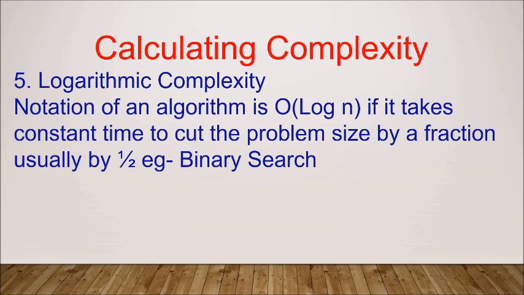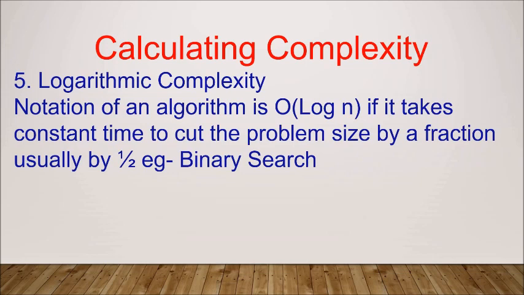Maybe the best case is when we get the element in the first iteration only. That is the best case we will get. And if by chance the element we want to search is the last element, then the iteration reaches the end. That is why the complexity depends on the input we are giving, the number we want to search. So that is the logarithmic complexity. That is why I have given the example of binary search, because it takes constant time to cut the problem size by a fraction.